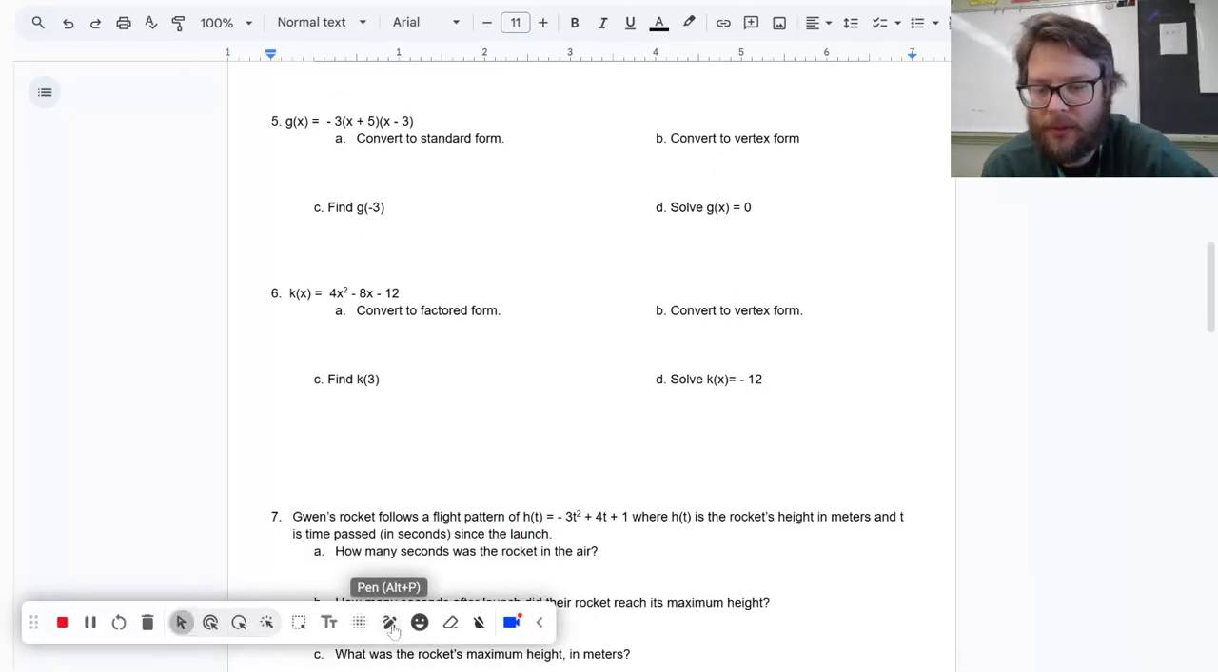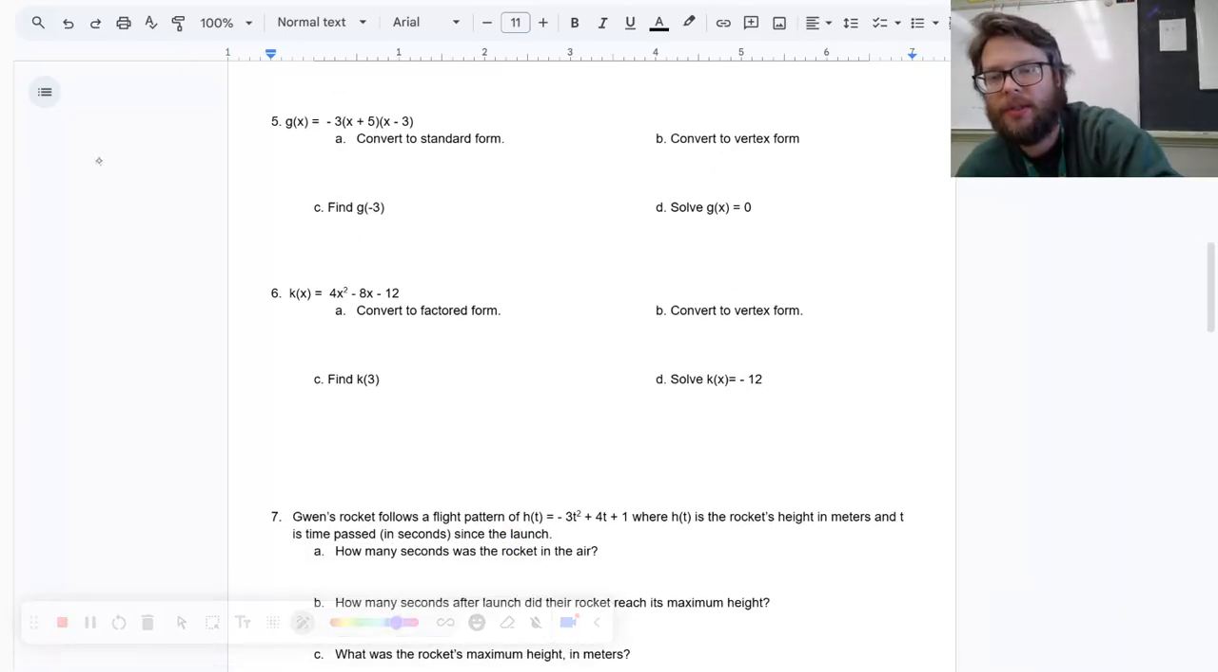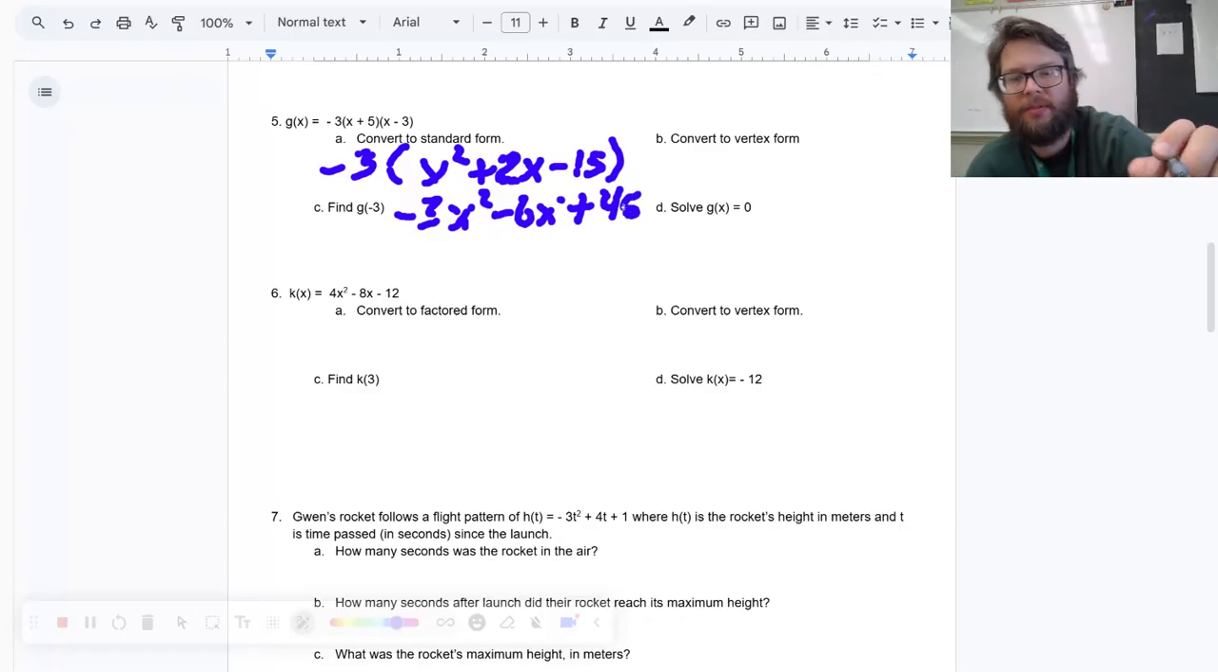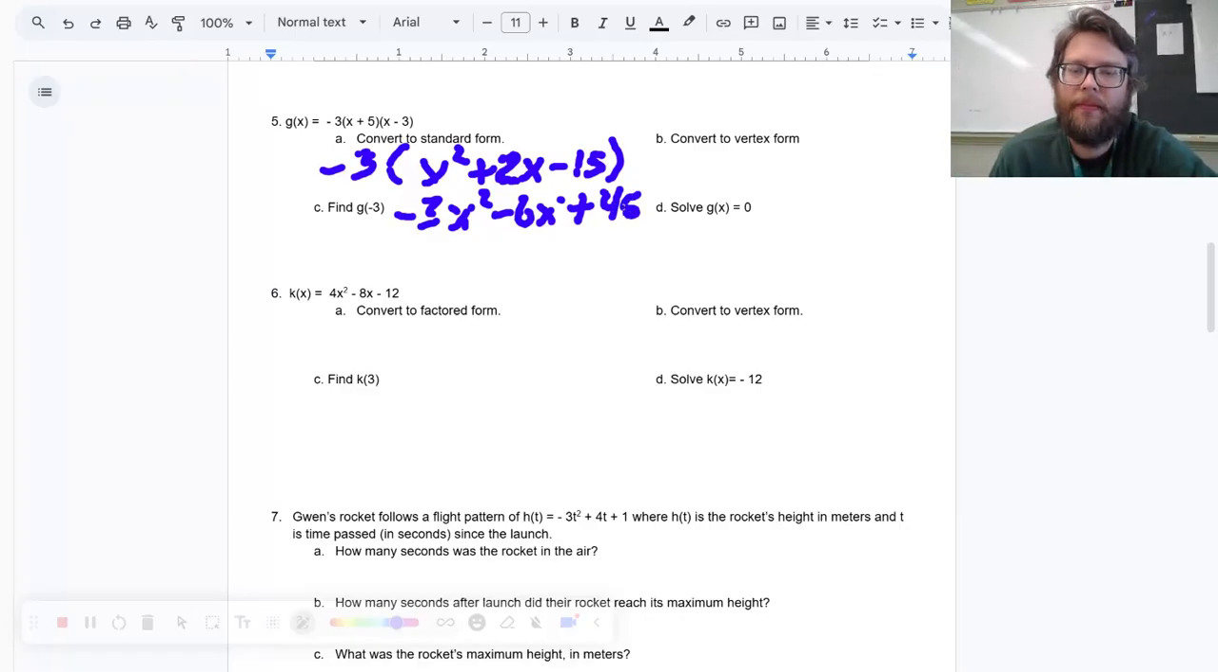Convert to standard form. Let's do our box, or we can just multiply it out with the distributive property. So either way that you do it, you end up with negative 3, and then you have x squared plus 2x minus 15. If you distribute the 3, you get negative 3 x squared minus 6x plus 45. That's standard form.